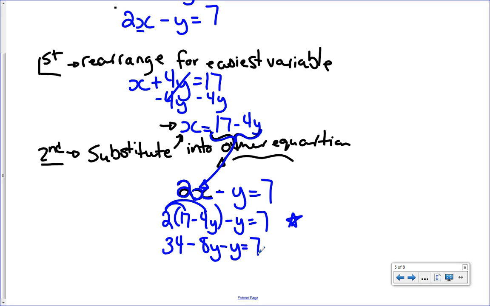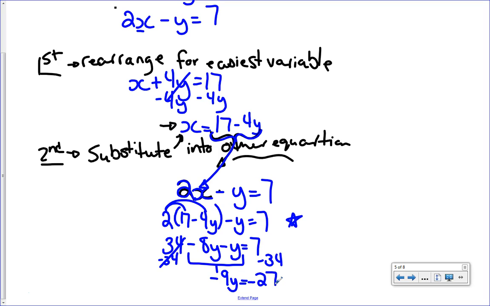So then to properly solve here, I would combine my like terms. So negative 8y minus y, so negative 8 minus 1 would give me a negative 9y. And at the same time, I'm going to minus 34. Minus 34 equals a negative 27.